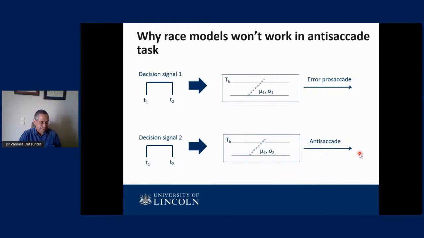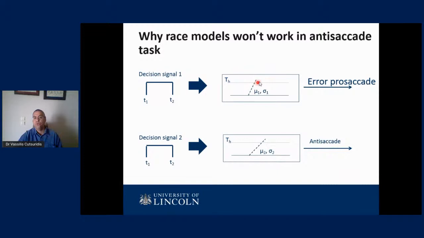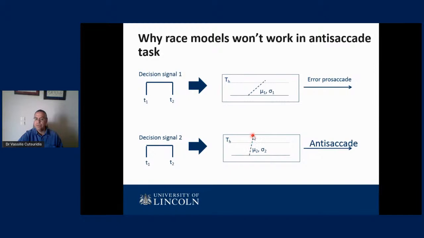And what we have here is we allow that the model that crosses the threshold first is the one that makes a decision, and therefore a different eye movement is generated each time. So in the case where, let's say, the accumulation of information for the top race model is faster than the bottom one, then an error prosaccade is generated. Or if this linearly rising phase of the second race model is faster than the first one, then an anti-saccade is generated.